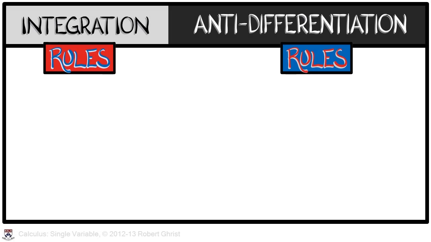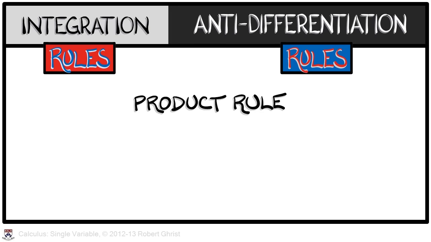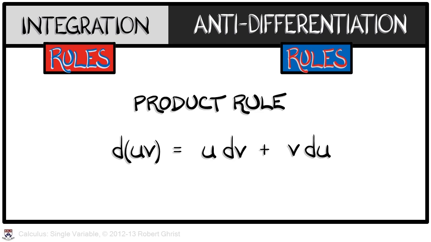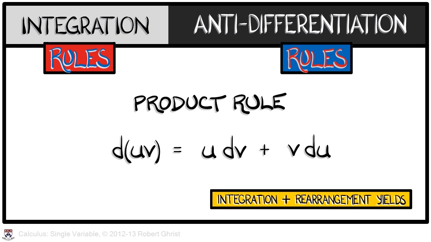Recall that our method for computing an integral as an antiderivative is to take a differentiation rule and run it in reverse. In this lesson, we'll consider the product rule. Recall, this states that d of u times v is u dv plus v du. Now, by integrating and rearranging this rule, what will we get?